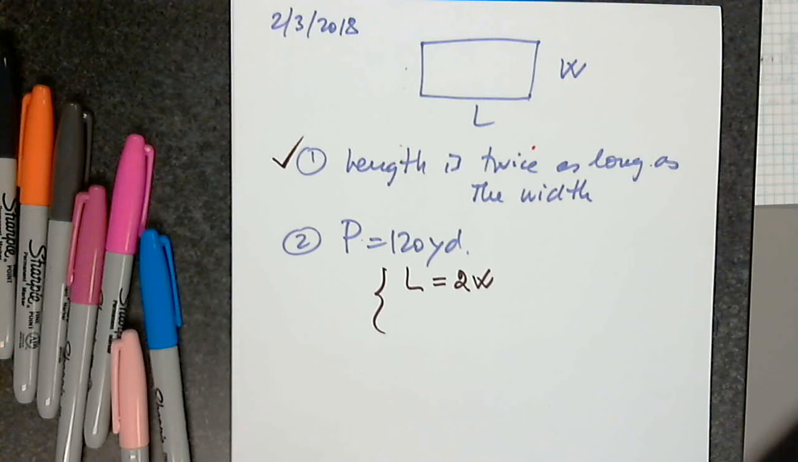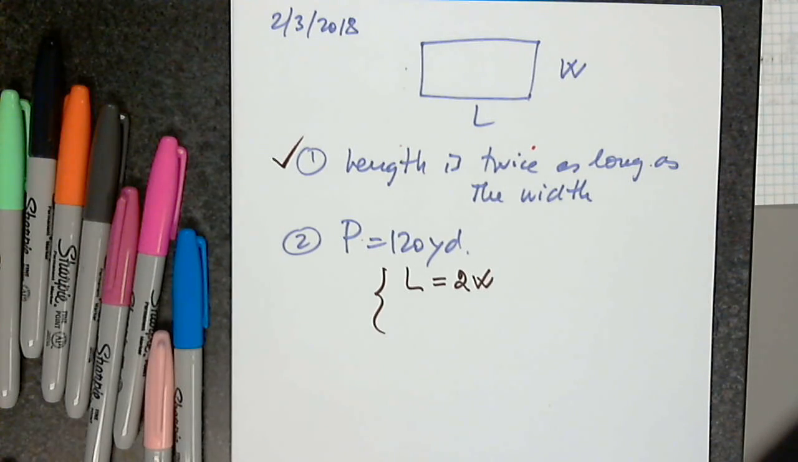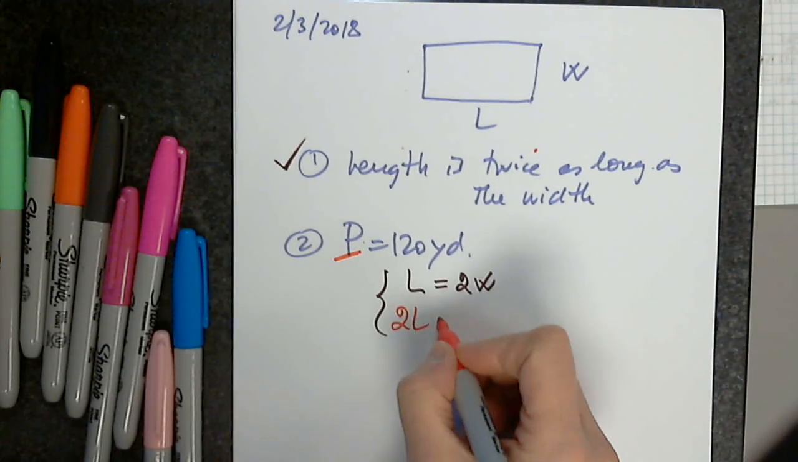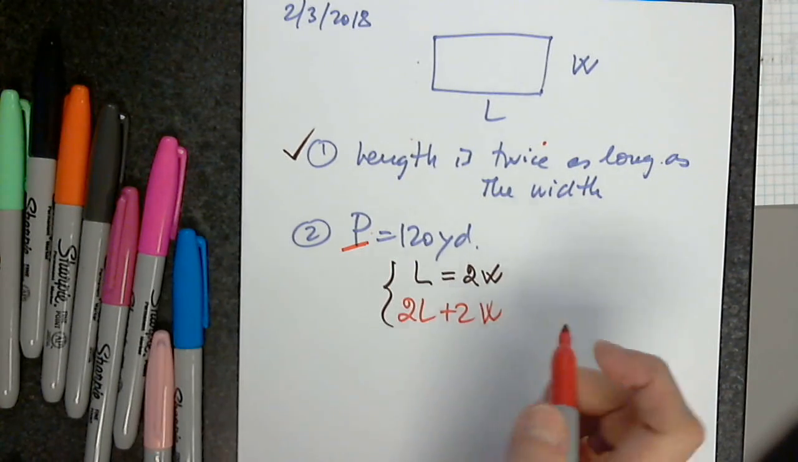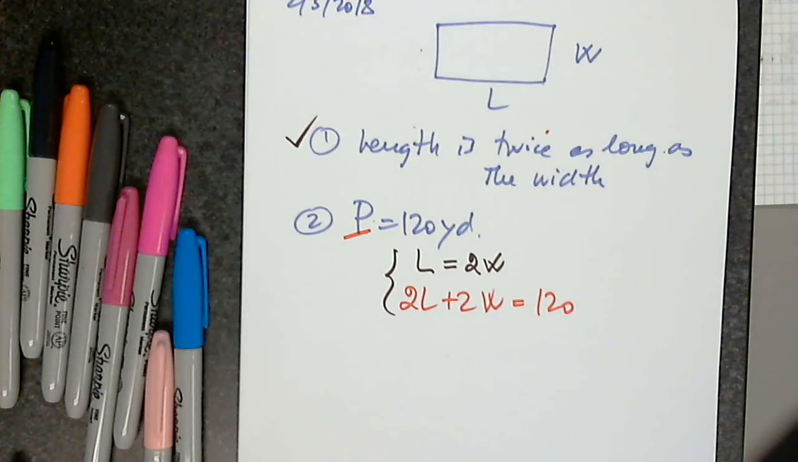Now I need the second equation. What would the second equation be? Now we have to remember what the perimeter of a rectangle is. What is the formula for the perimeter of a rectangle? 2L plus 2W. Exactly. So this is 2L plus 2W is 120. That's it. Awesome.